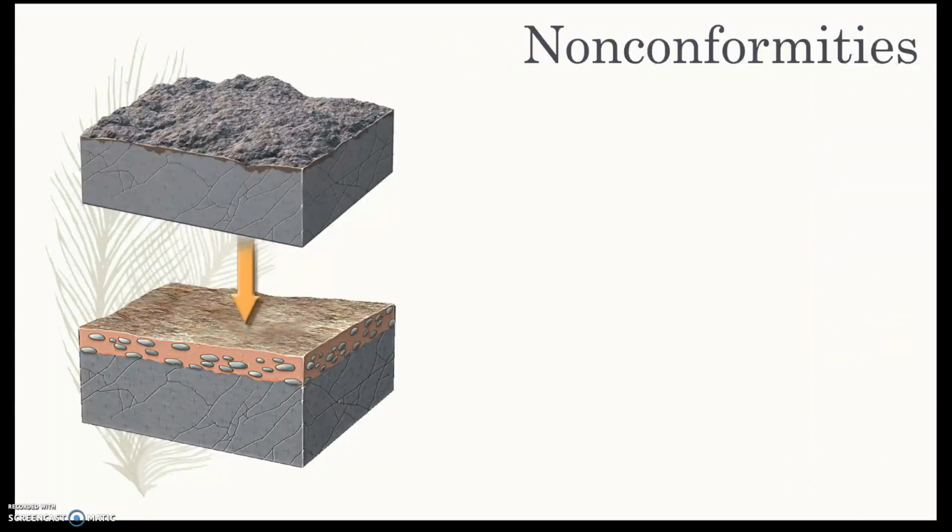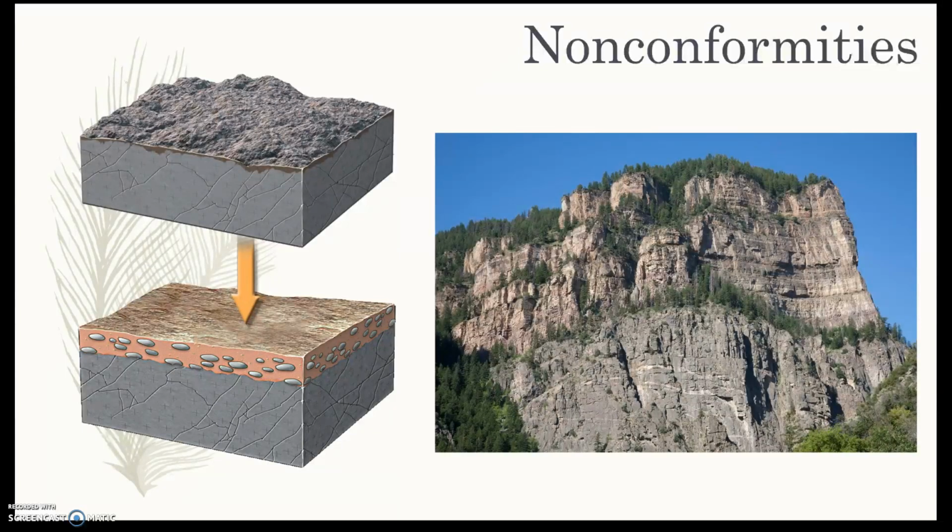Okay? Non-conformities are these areas where granite or metamorphic rocks have been deposited. They basically don't form layers. So they're kind of a giveaway here that they have no layers. They're usually igneous or metamorphic.